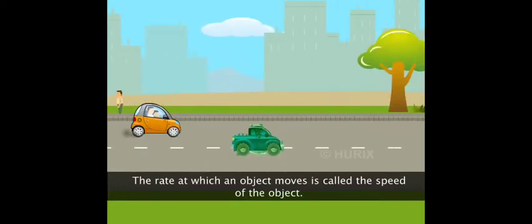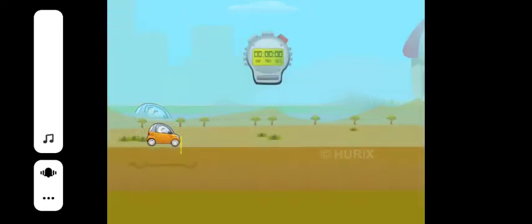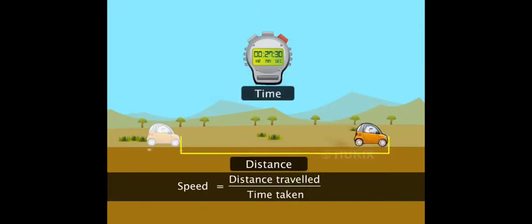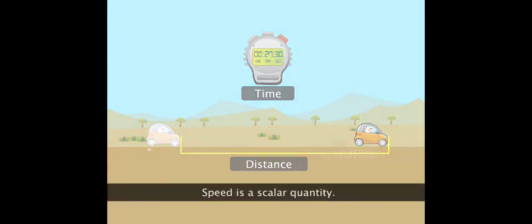The rate at which an object moves is the speed of the object. The speed of an object is the distance traveled by the object in unit time. Speed is represented as v. S is the distance covered, and the total time taken is denoted by t. Speed is a scalar quantity. Hence, we only calculate its magnitude and not its direction of motion.